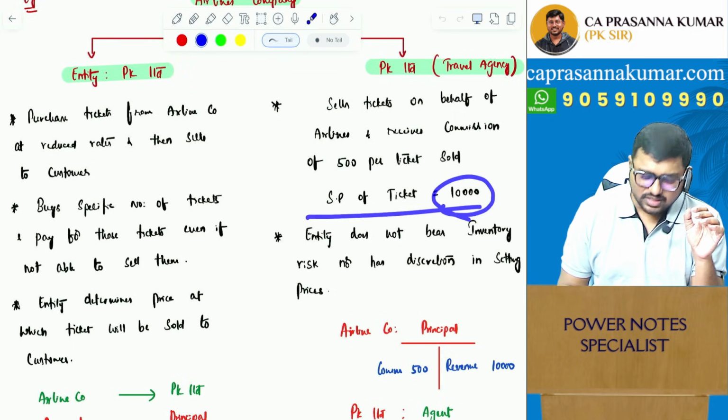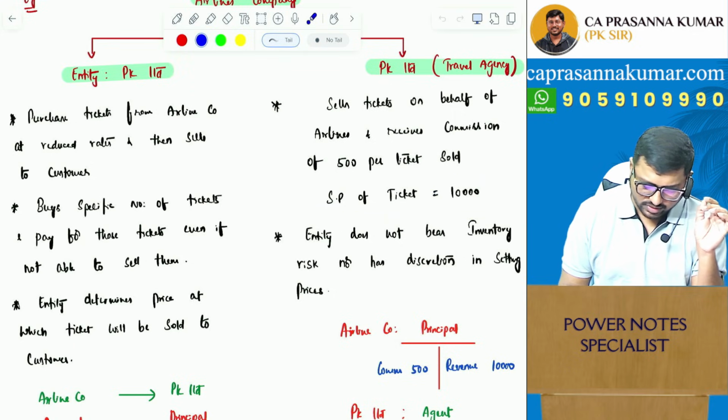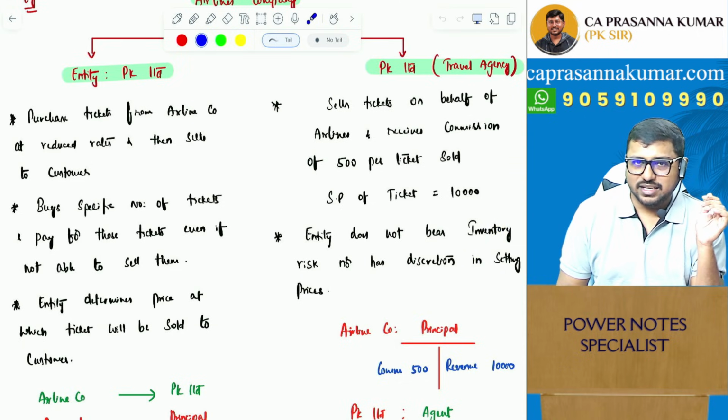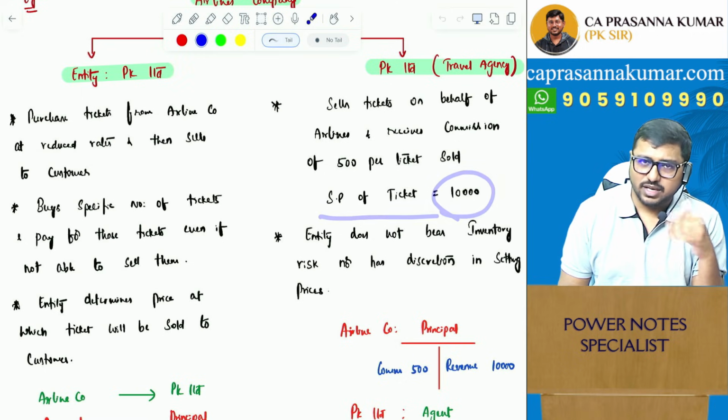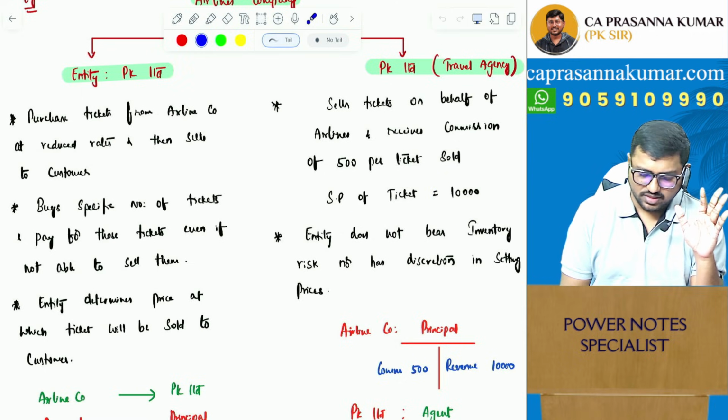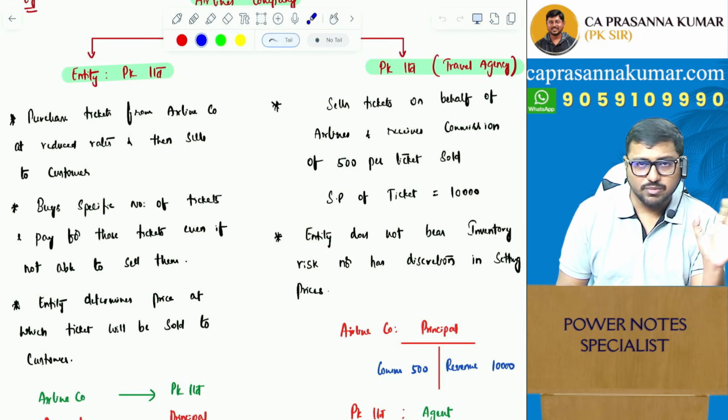Selling price of the ticket is, say for example, 10,000. Now the point that you need to observe here is, who bears the risk of not selling tickets? Airline company. Who fixes the selling price of the ticket? Airline company. Everything is decided by the airline company. The travel agency just receives commission for a ticket that is sold. There ends the matter, that's all.